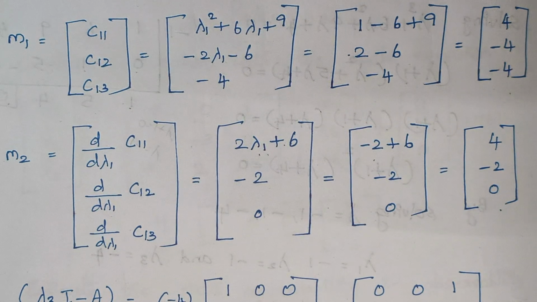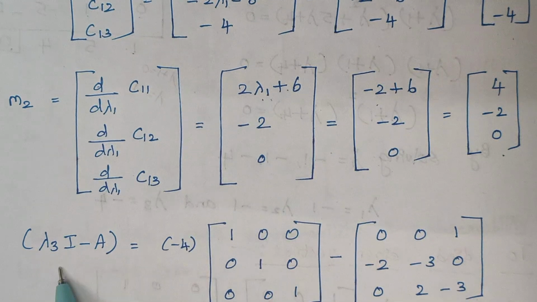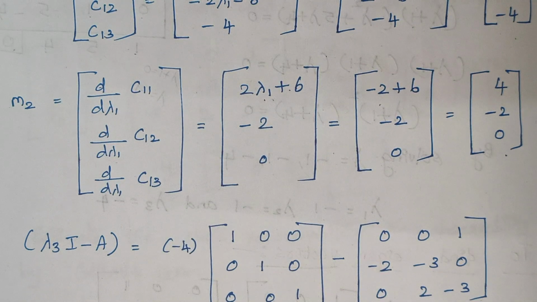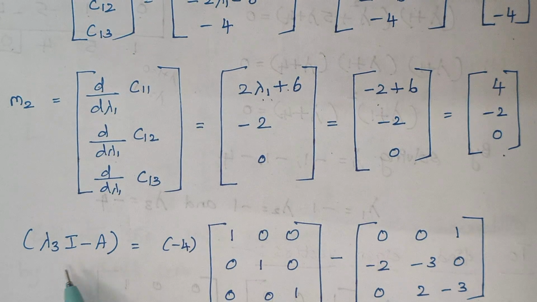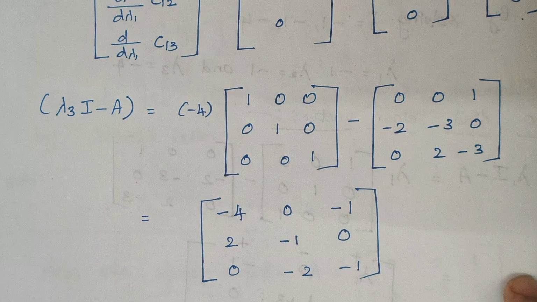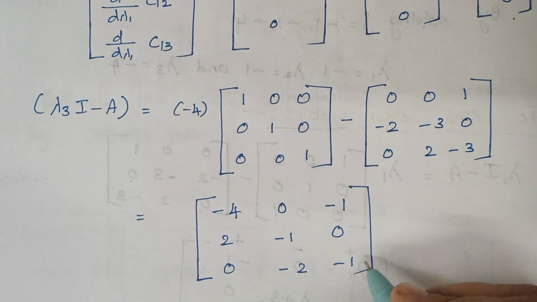And the next thing is, we are moving to the next step, that is lambda 3I minus A, right? Here you may have a question: why have we not included lambda 2I minus A? Can you guess the reason? Because lambda 1 and lambda 2 hold the same value, minus 1, right? That is the reason we didn't calculate lambda 2I minus A. So we are switching to lambda 3I minus A here. When you substitute the values, lambda 3 is minus 4, and this is I and this is A, as usual we are having a matrix.